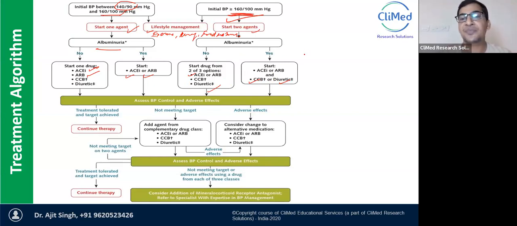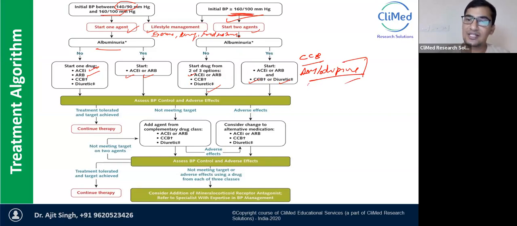But still in the Indian settings, we start with CCBs. You must have seen that they give amlodipine first. If you are going to the doctor, they'll give you AMLO 5, AMLO 2.5. This is the Indian practice scenario. But usually nowadays we are changing.